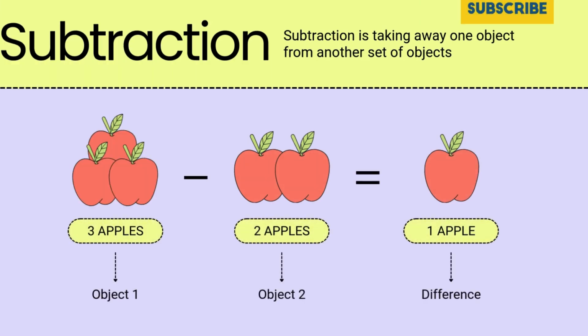Now let's move on to subtraction. Subtraction is taking away one object from another set of objects. For example, you have 3 and 2 apples. So, how will you subtract? To get the answer, get your 3 apples and subtract, or remove, 2 apples from your 3 apples.